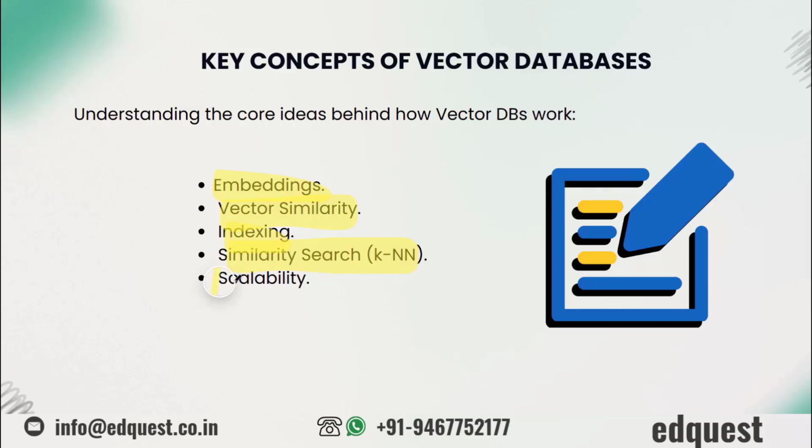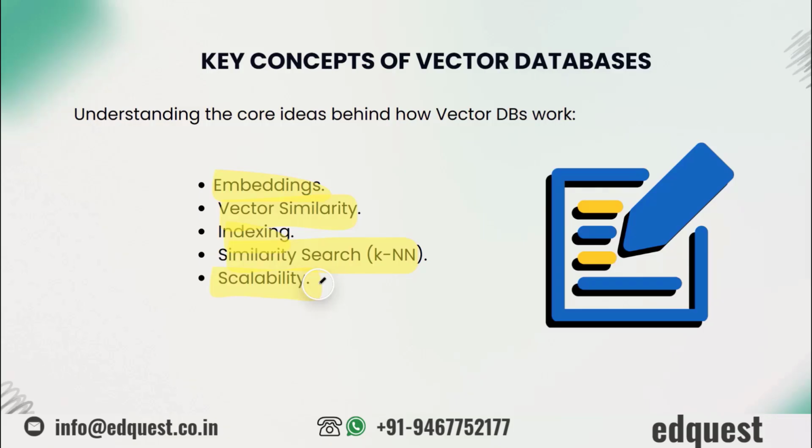The last one is scalability. And finally, a good vector DB must be scalable. It should handle millions or even billions of vectors while maintaining low latency and high accuracy. So a vector DB is a scalable database.